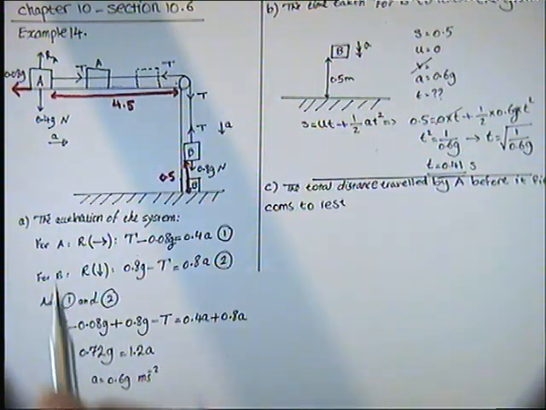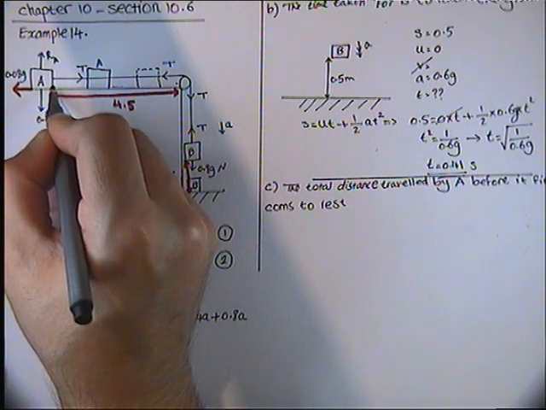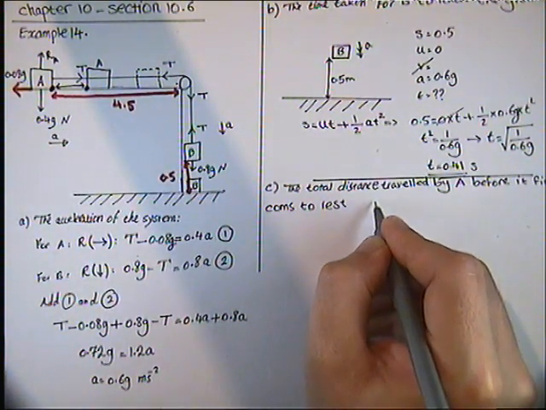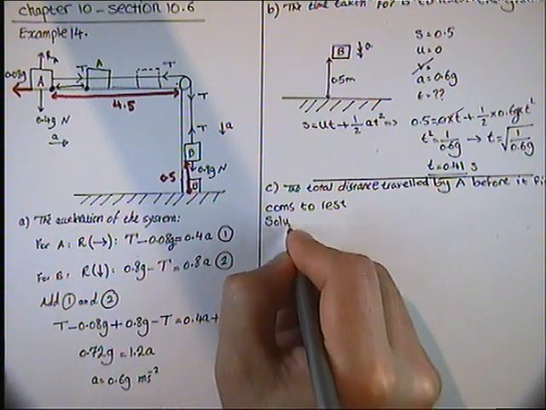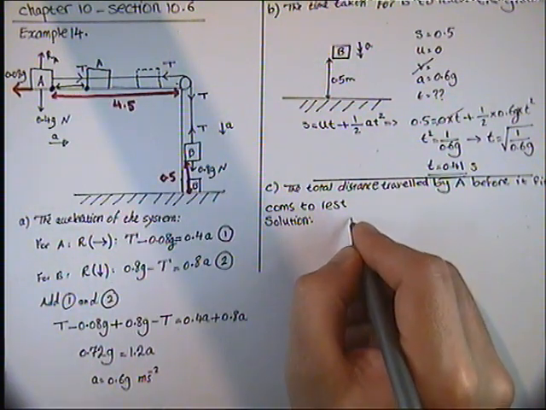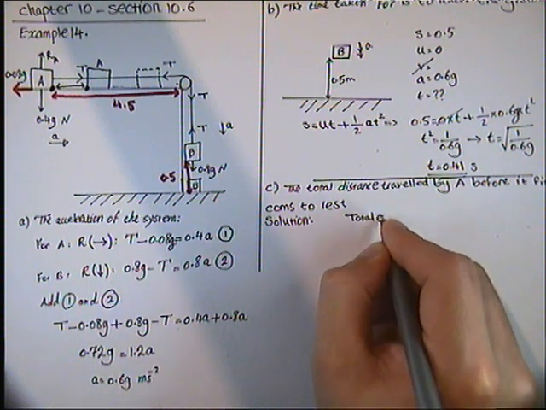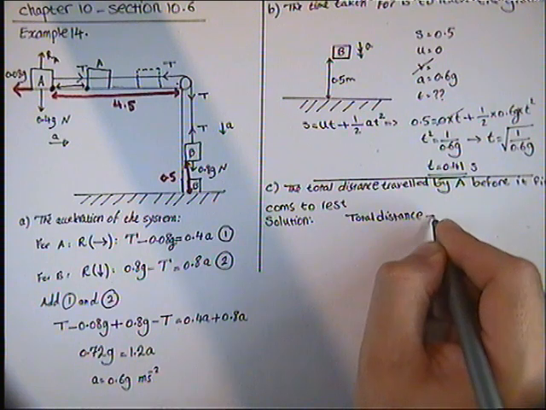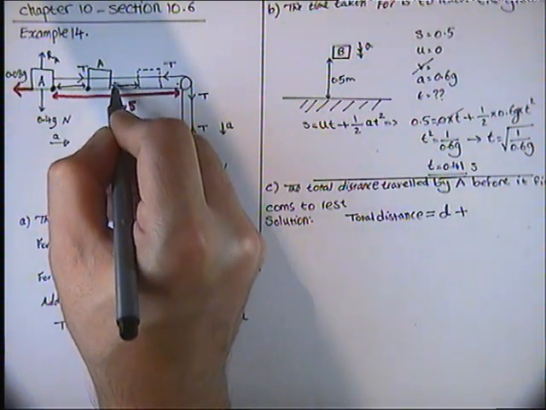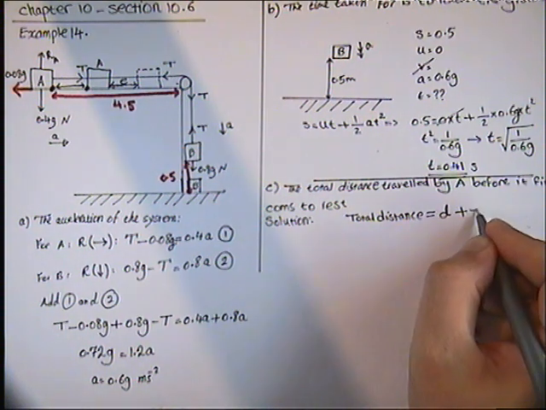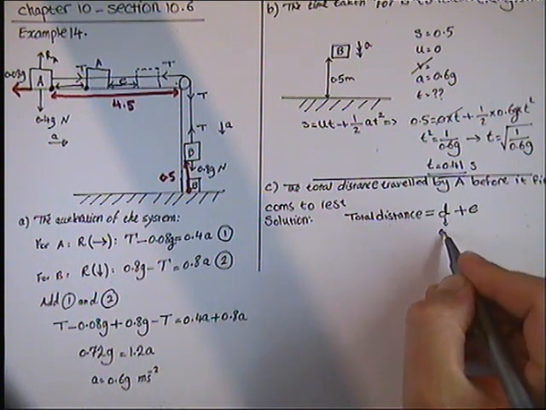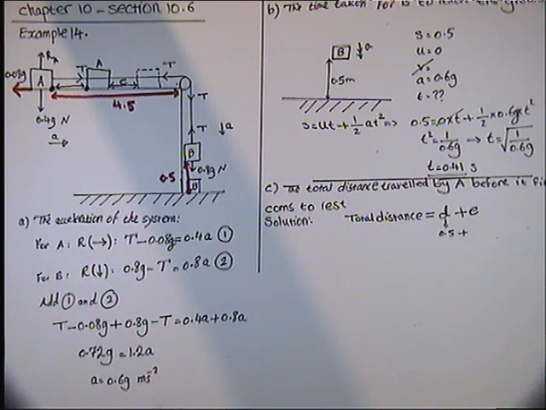So we know that, let's call this point D. The total distance which A will travel, let's write total distance, is equal to D plus, let's call this E. We know that D is 0.5 meter. So we would work out E.